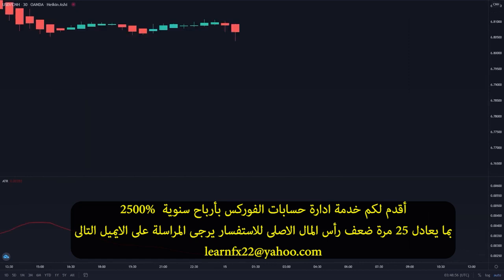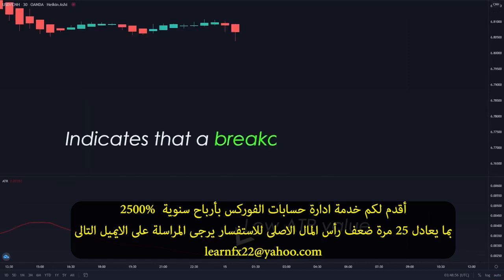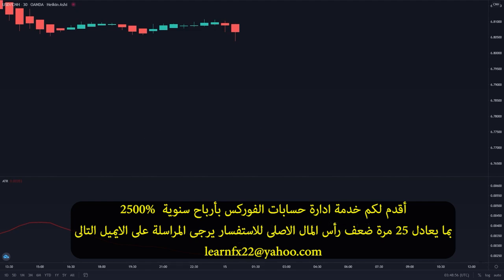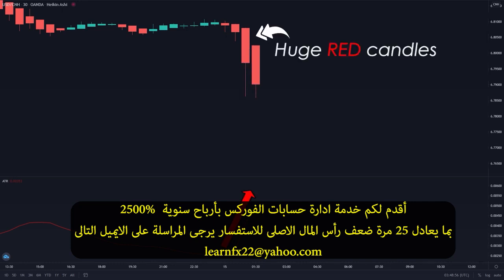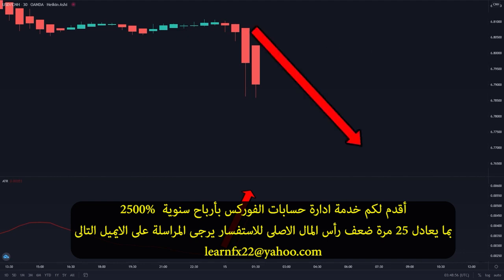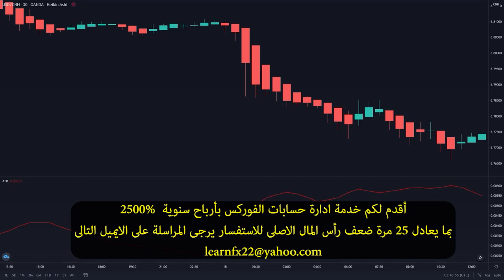Here's another example. You can see that the ATR is at a relatively low value, which indicates that a breakout might happen. Now, you can see that volatility is actually starting to pick up, and the Heikin Ashi is displaying huge red candles, meaning that the breakout will likely happen to the downside. And that's exactly what happened. So that's how you use the ATR to predict when a price is breaking out.